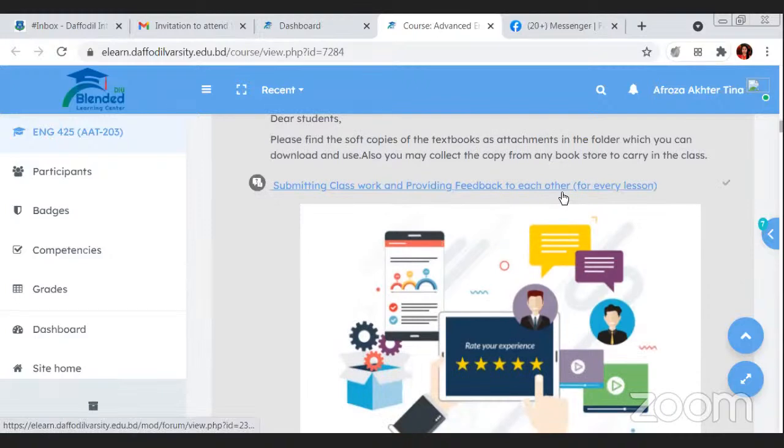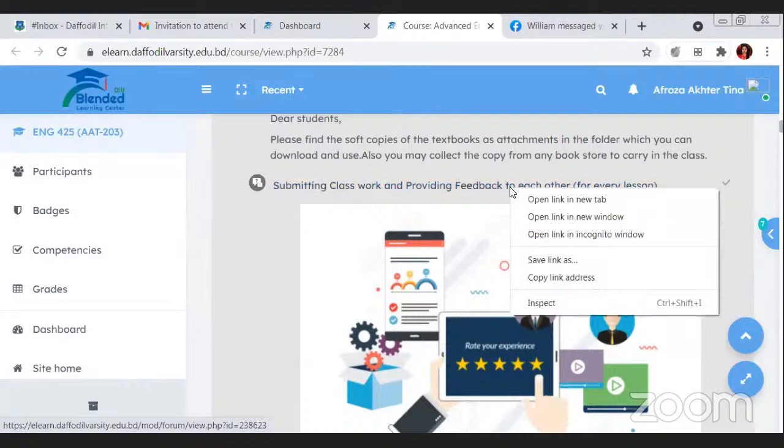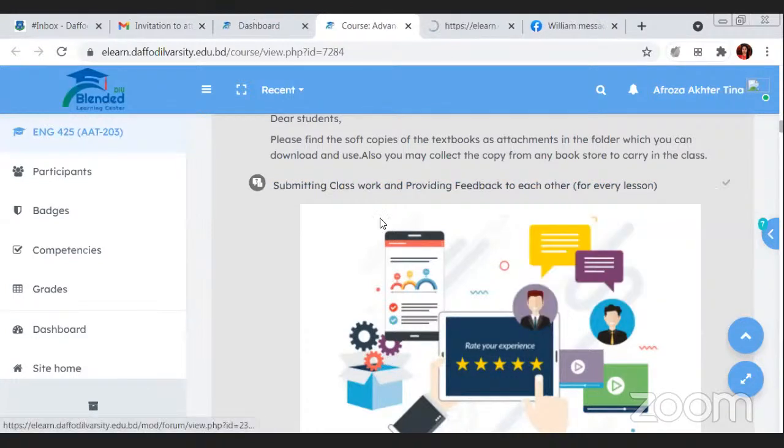But as our session today is about learner engagement, the first thing I would like to mention is how we can engage students directly through forum. So this is the link. As you can see, this is how I engage my students. I try to engage my students through discussion, which is something very, very important.